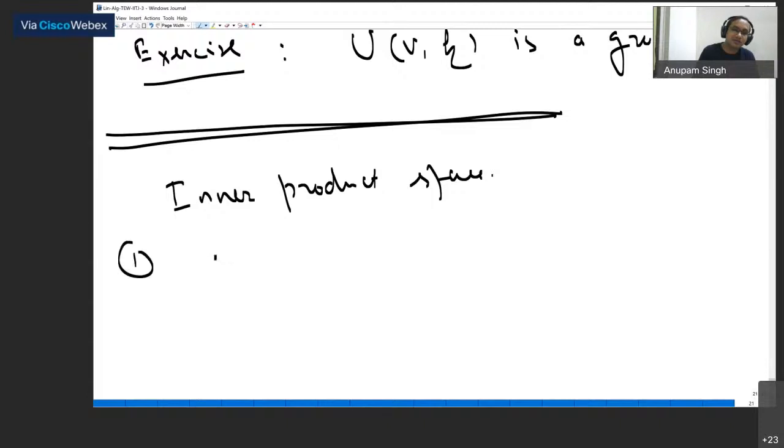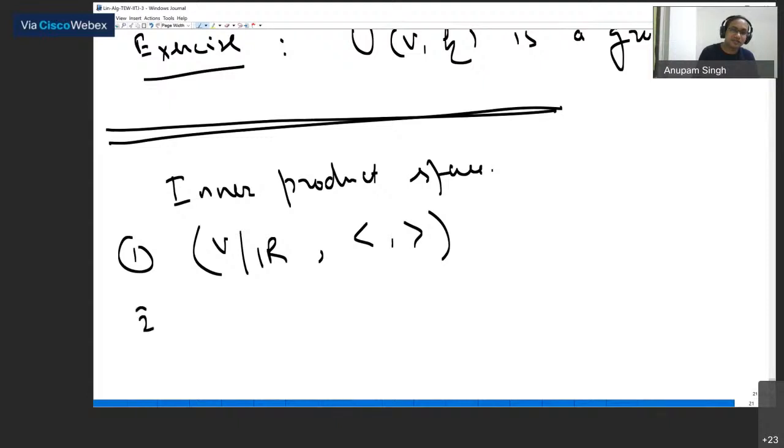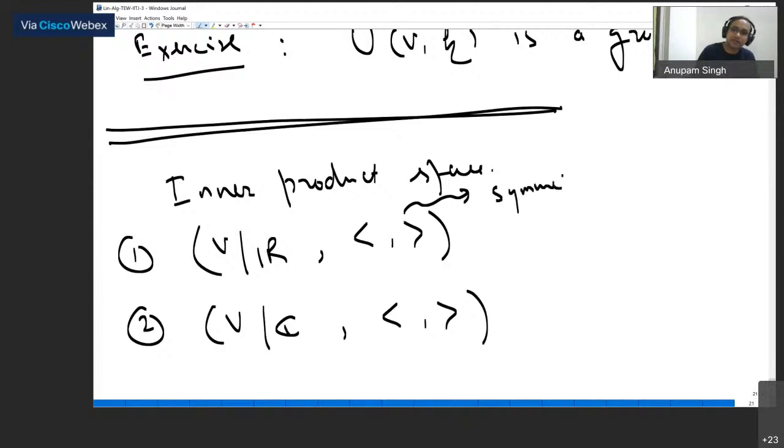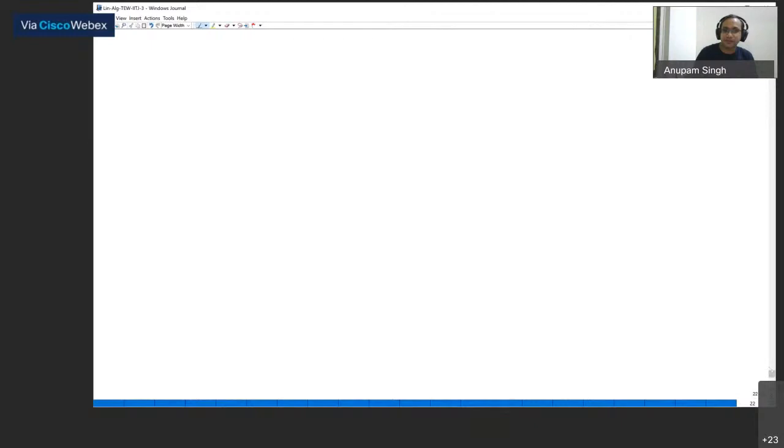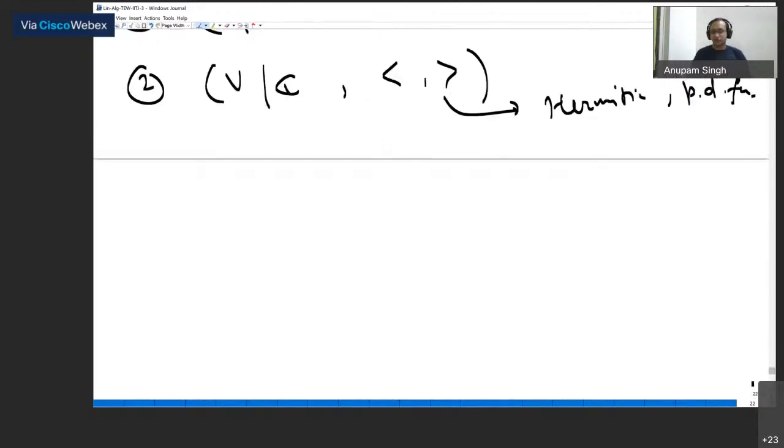then we have V over the reals, and I have the inner product which I defined earlier. And the second situation is when V is over the complex numbers, where I have this inner product space which comes from a Hermitian form. The first is supposed to be coming from a symmetric, positive definite bilinear form, and the second one is supposed to be a Hermitian, again positive definite, form. So these are the two classic situations we are going to study here.